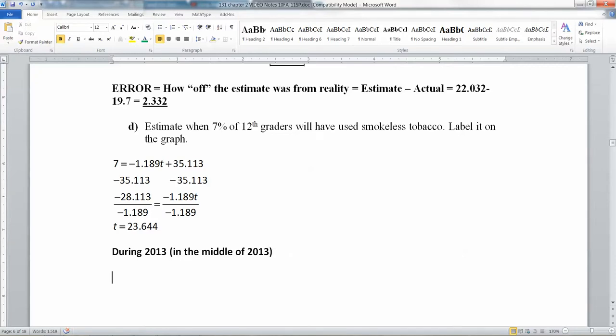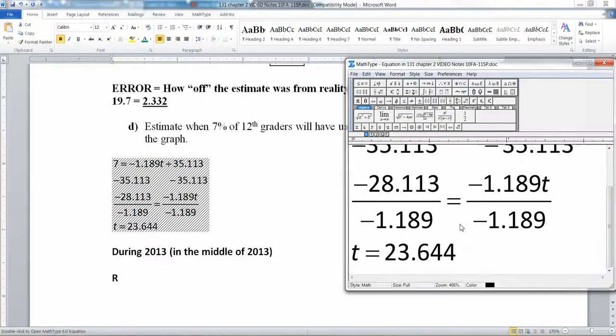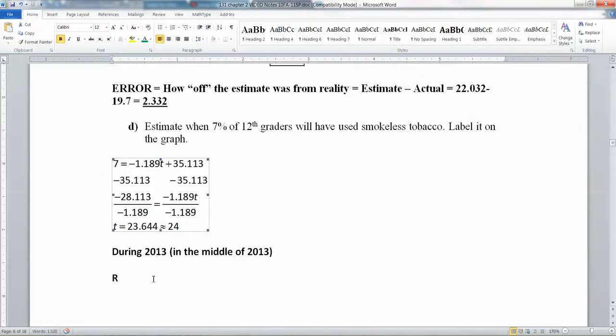But to be honest with you, most of the time we round, and I'll put it right in here. We round this to the nearest year. So we say, okay, well, that's about 24. So I would say by 2014 for sure, right? So when you round to the nearest year, let's put it that way.